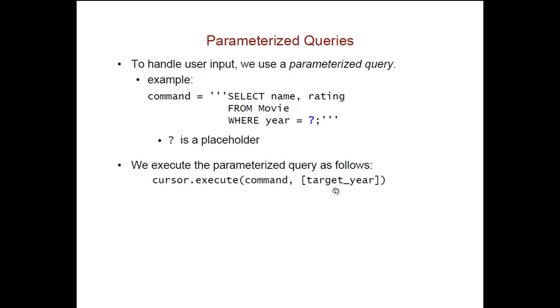So in this case, it's just a single placeholder. So we have a single thing in the list. But in theory, you could have multiple things that you're plugging in. And we'll see that in lecture. When the query is executed, Python is going to take whatever value we give for the placeholder and plug it in place of the question mark. And so we'll get the year in the query.